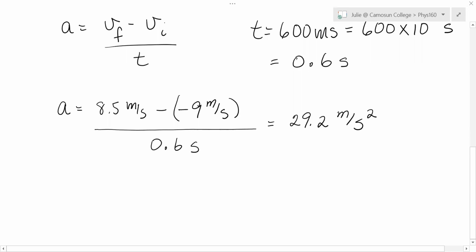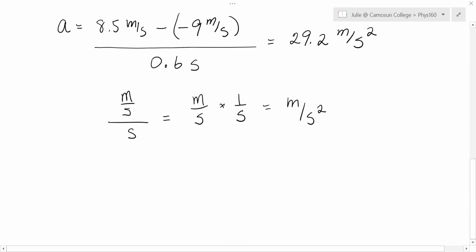So notice how these units work. You've got a meter per second divided by a second. The seconds don't cancel. A meter per second divided by a second is the same as multiplying by 1 over, because you invert and multiply when you have something in the denominator. And so that's how you get meters per second squared, which are the correct units for acceleration.